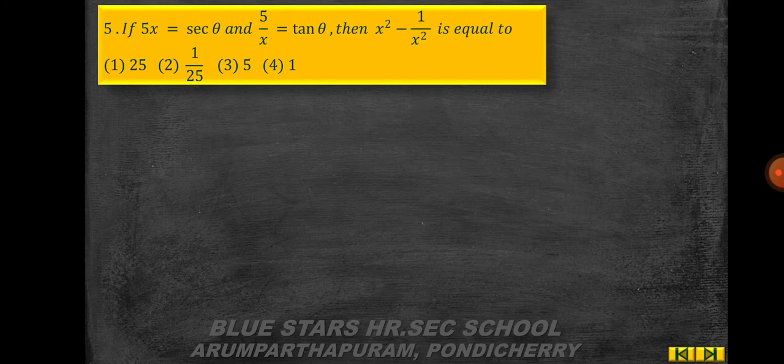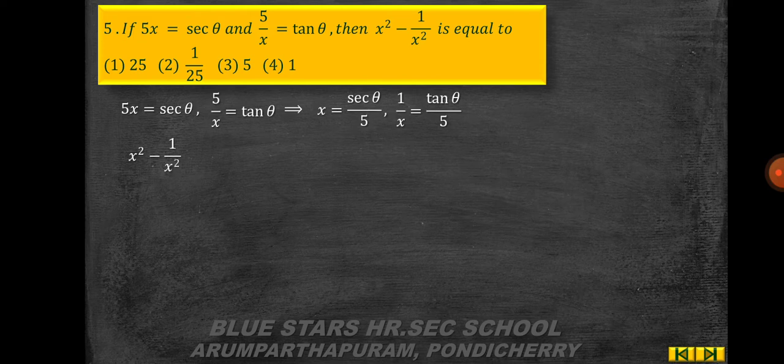Question number 5. If 5x is equal to secant theta and 5 by x is equal to tan theta, then x square minus 1 by x square is equal to: option 1, 25; option 2, 1 by 25; option 3, 5; option 4, 1. So 5x is equal to secant theta and 5 by x is equal to tan theta, which implies x is equal to secant theta by 5 and 1 by x is equal to tan theta by 5.